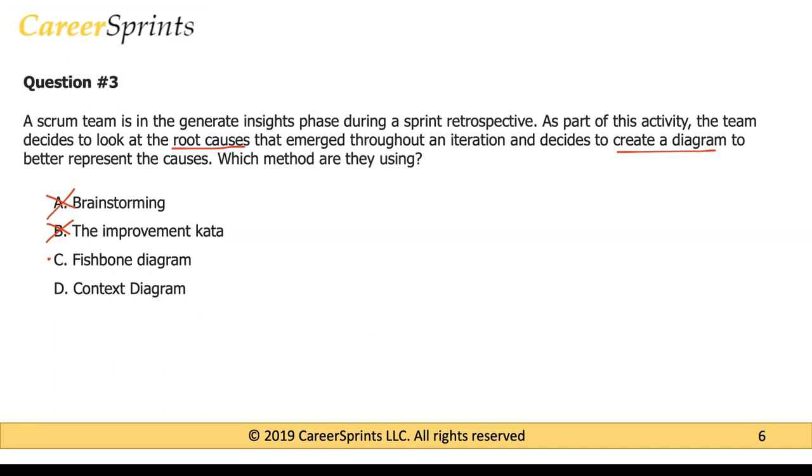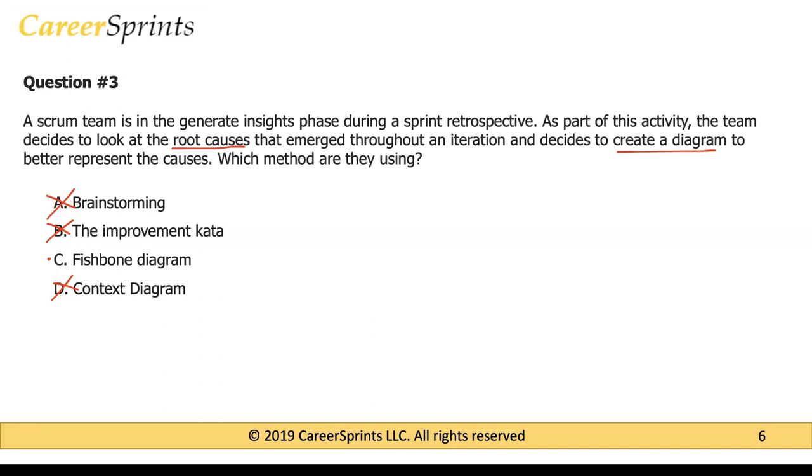Context diagram. So context diagram is another concept in PMP wherein you use a context diagram to show how one entity interacts with other users or other systems. So for example, you may have a software system and you can create a context diagram which shows how the software system is interacting with other systems or users. So context diagram will also not be correct because this is not really a root cause analysis technique. So that option is going to be wrong. So the correct answer is going to be the fishbone diagram.